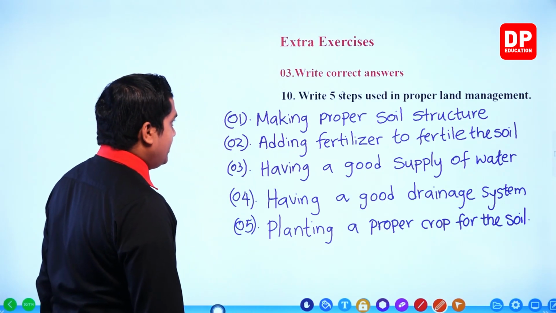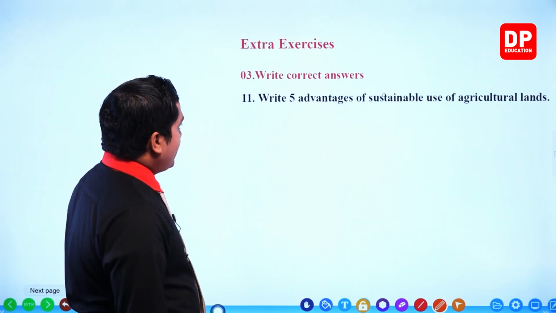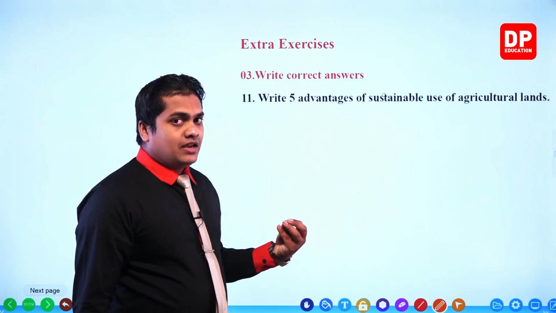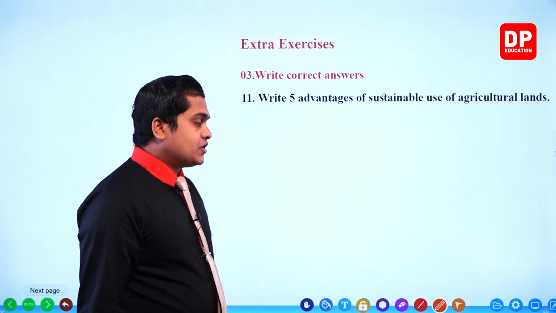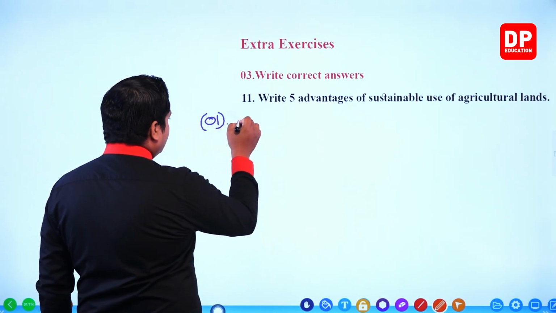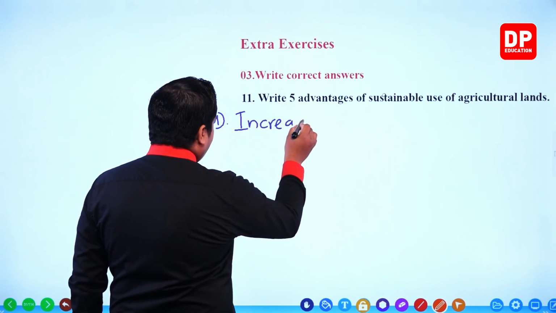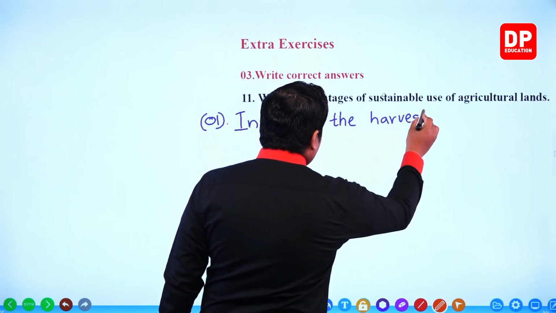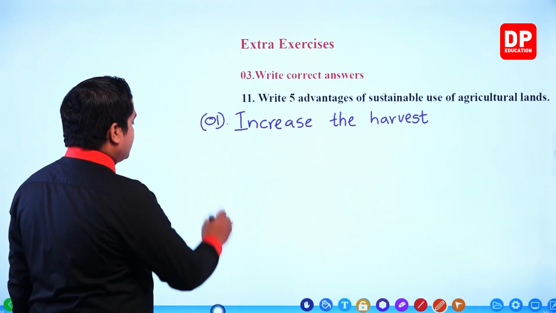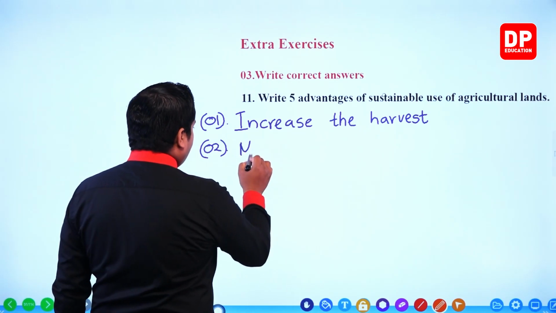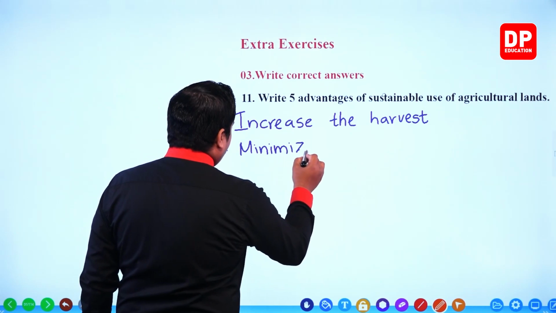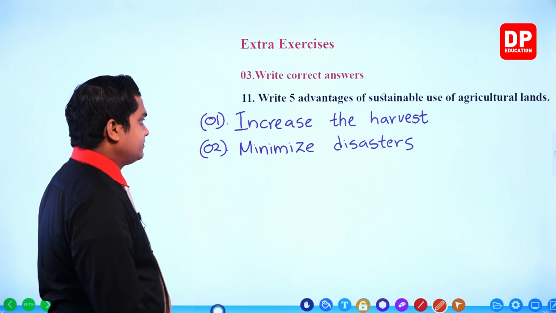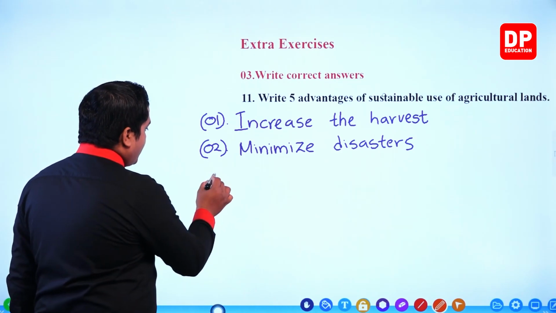Okay, right. Then the next question, number 11. Write 5 advantages of sustainable use of agricultural lands. 5 advantages of using agricultural lands or managing these agricultural lands. So we'll write down. Number 1, increase the harvest. Number 2, minimize disasters.